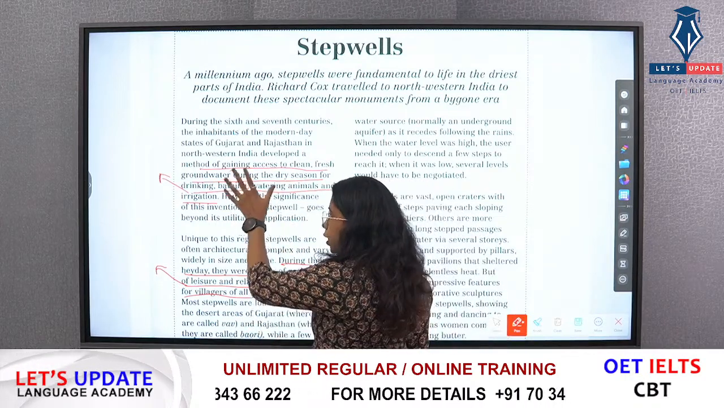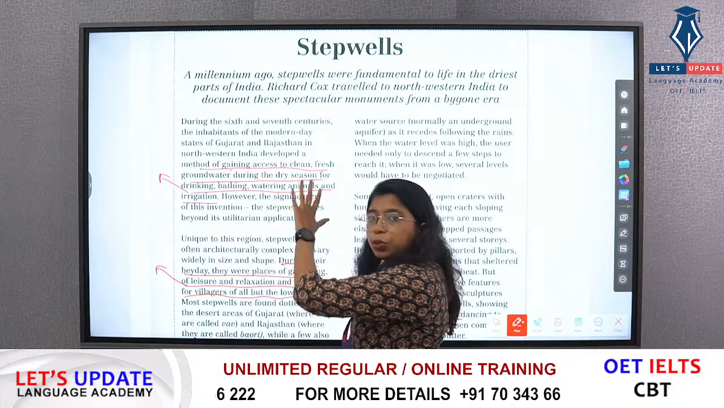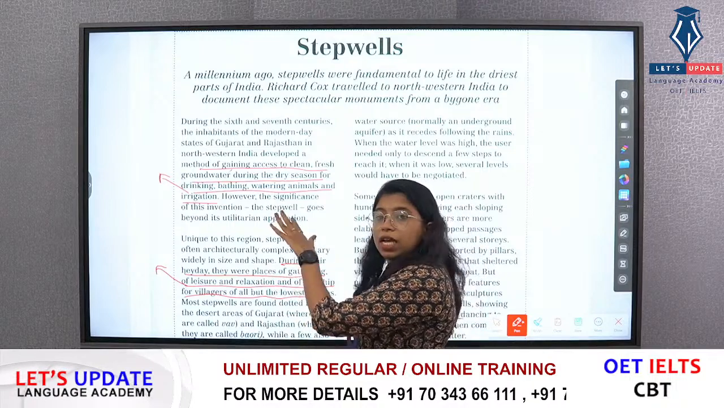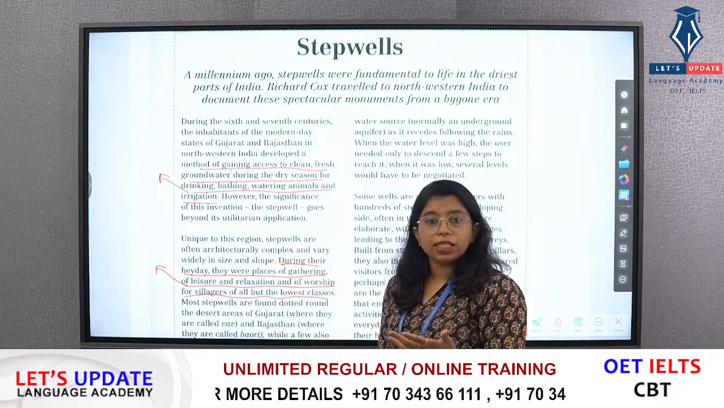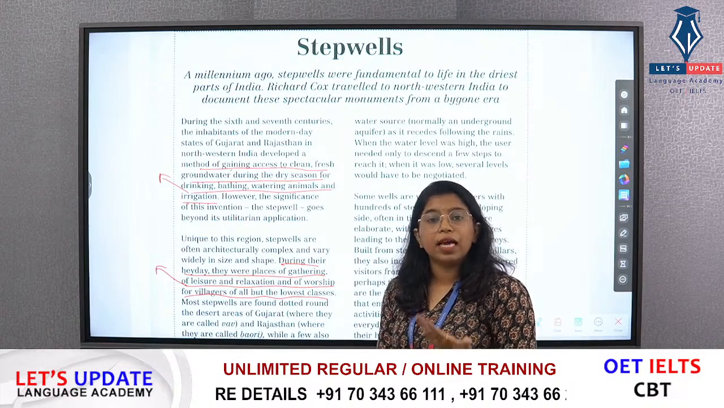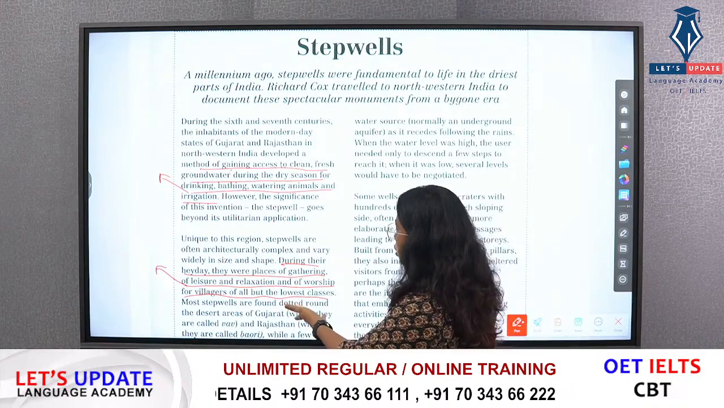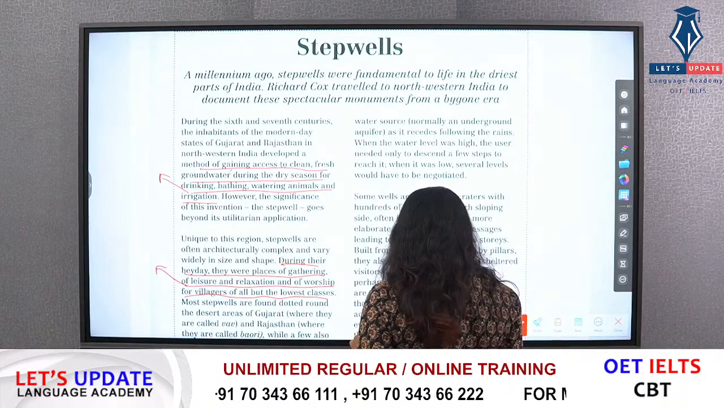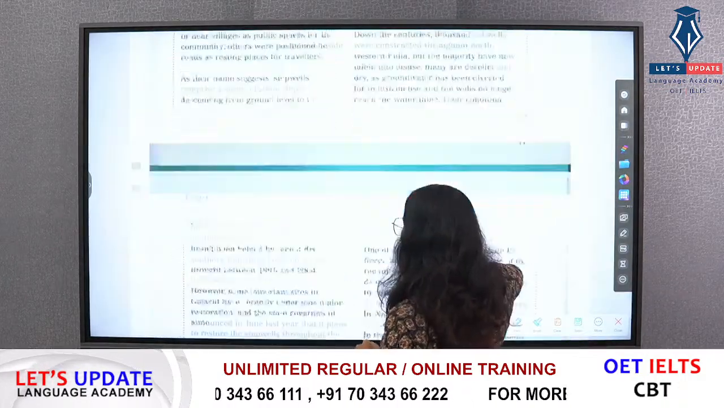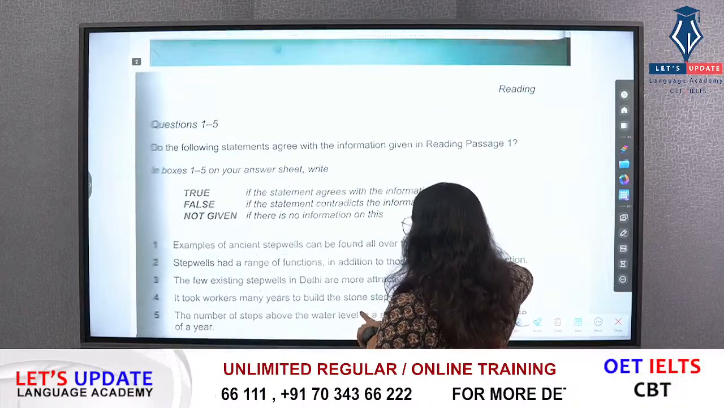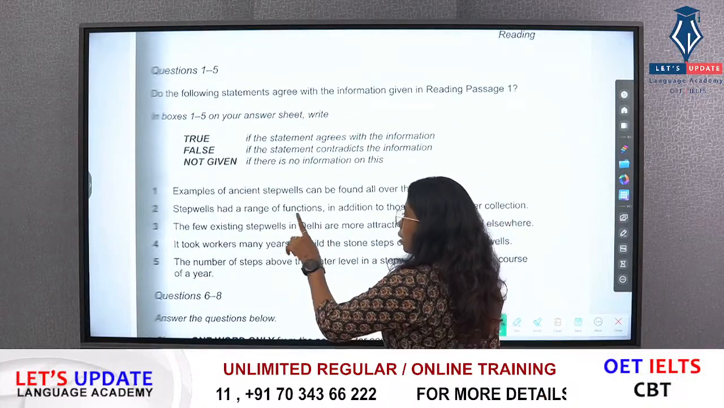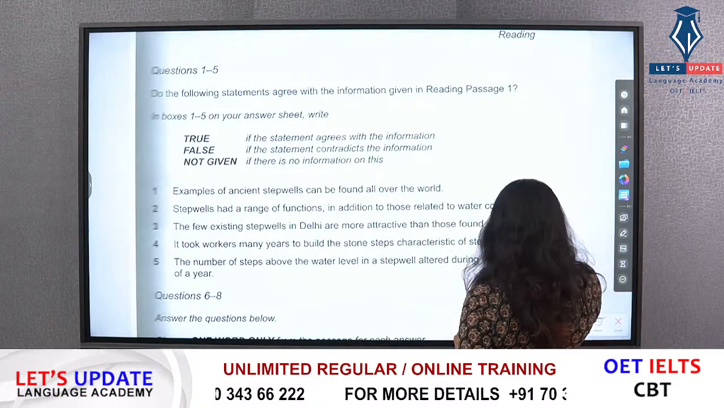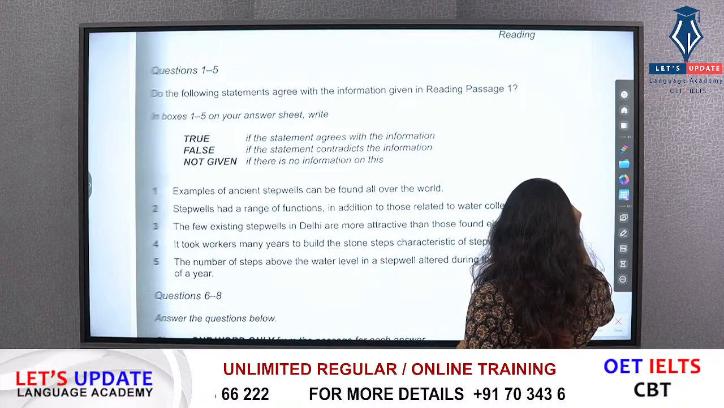Okay, so they have already given some functions or uses related to water collection in the first paragraph, and in addition to that they have mentioned other functions, because these step wells were used as places for gathering, for leisure and relaxation purposes, and sometimes as a place for worship. So this answer is true. The statement given is true here. In the passage we can see there are functions mentioned in addition to these water collection uses. So the answer is true.